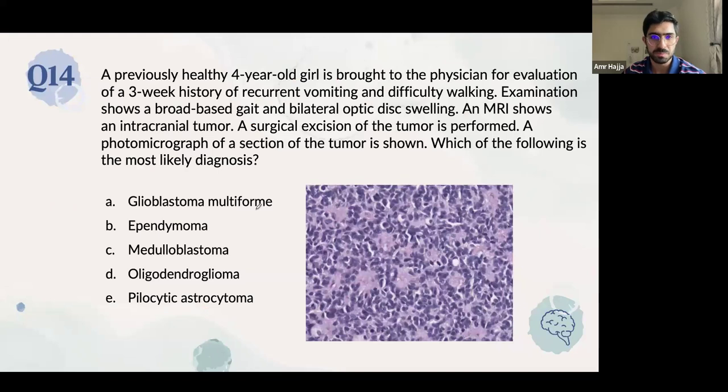Then we have question 14. Here we have a 40-year-old girl, so it's basically children. So this is pilocytic or medulloblastoma or ependymoma. Broad-based gait basically indicates that it's most likely happening in the cerebellum. Bilateral optic disc swelling just tells us that there is an increase in intracranial pressure. Okay, so forget about the question.